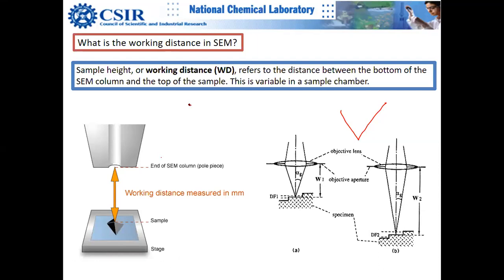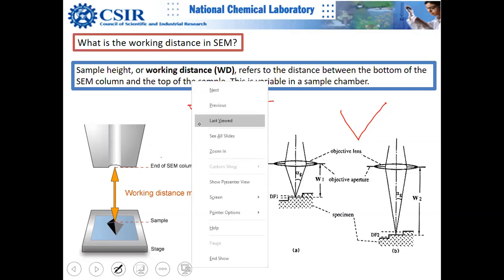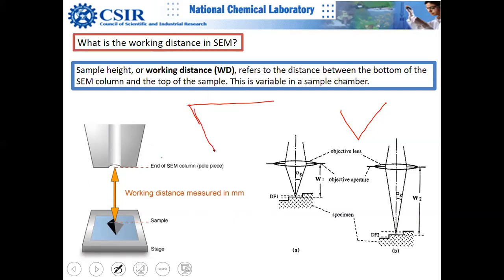Suppose electrons are coming from here, from the same height, and if you have shorter working distance, it's like this. If you calculate the angle, this angle will be much larger, and if you have longer working distance, you will have a different shape. Let me zoom in, and you will understand.